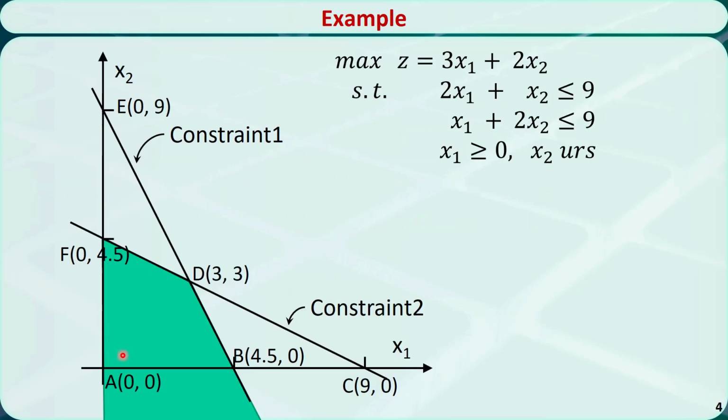Now let me show you an example. This is a maximization problem. We have two variables. x1 is greater than or equal to 0, and x2 is unrestricted in sign. For this problem, the feasible region is marked by the shaded area. We can solve it graphically, and point D (3, 3) is the optimal solution. Z star is equal to 15. Let's try to solve it using the simplex method.